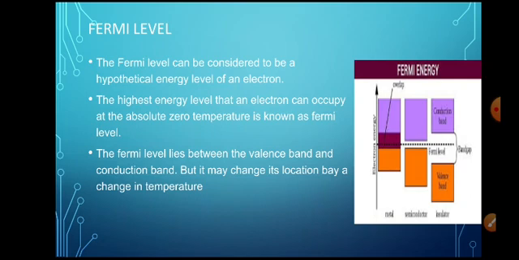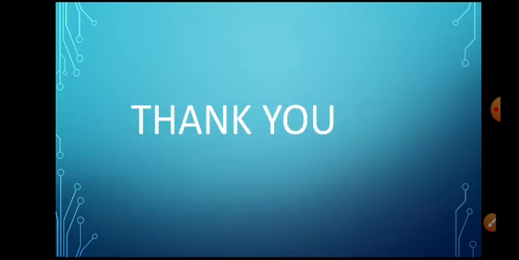So the highest energy occupied by the electron in this band at absolute 0 temperature is called the Fermi level, and the energy corresponding to this Fermi level is called the Fermi energy. The Fermi energy for copper is 7 electron volts. The speed of the electron corresponding to the Fermi level is called the Fermi speed.